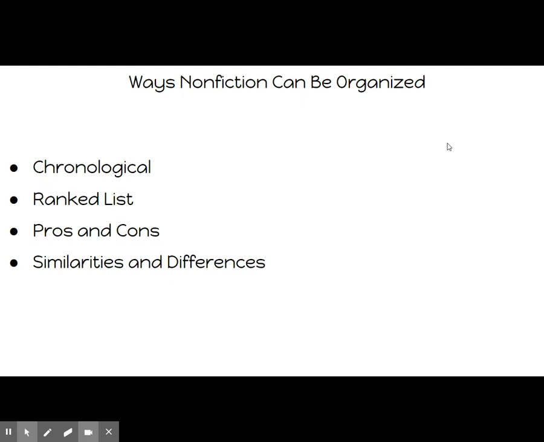So here are some different ways that nonfiction can be organized. Nonfiction can be organized in chronological order: this happened, then this happened, then this happened. It can be organized in a ranked list, like this is the best, then this is the next best, and this is the next best. Sometimes it's organized by pros and cons, the things that are good about it and the things that aren't so good about it. And sometimes authors will talk about things that are the same and things that are different, so they can talk about similarities and differences. So these are 4 ways that nonfiction can be organized.